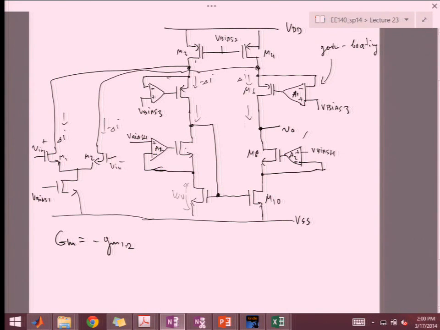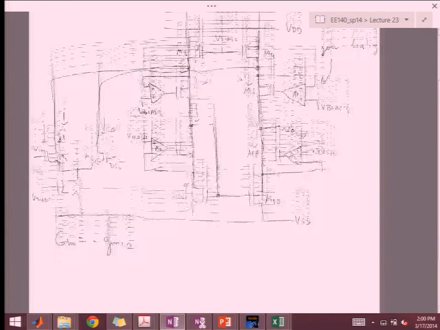And if I ground this node and I'm just testing for current, which is a test for GM, I'll exactly get the sum of these two currents, right? And this, again, just mirrors whatever this current is over here. So I get these two. OK? So what is R out?